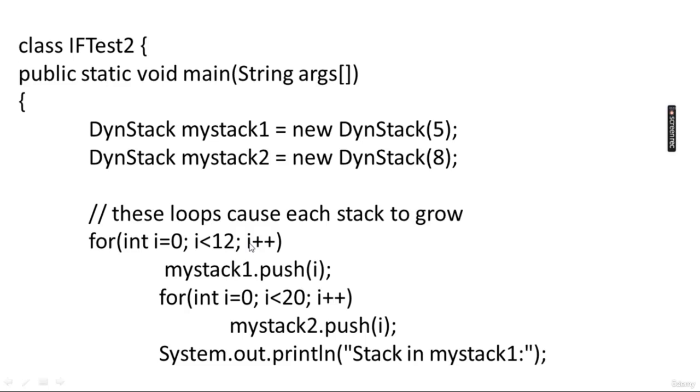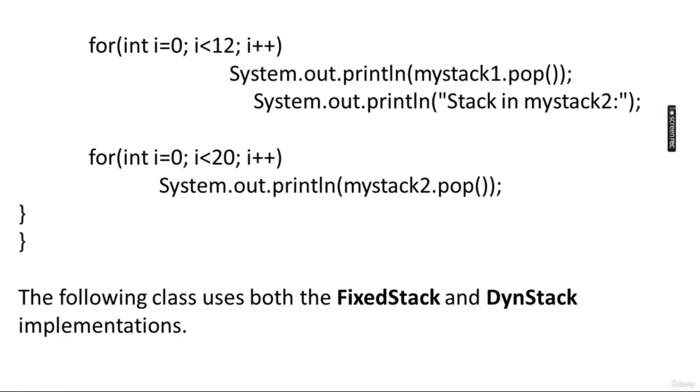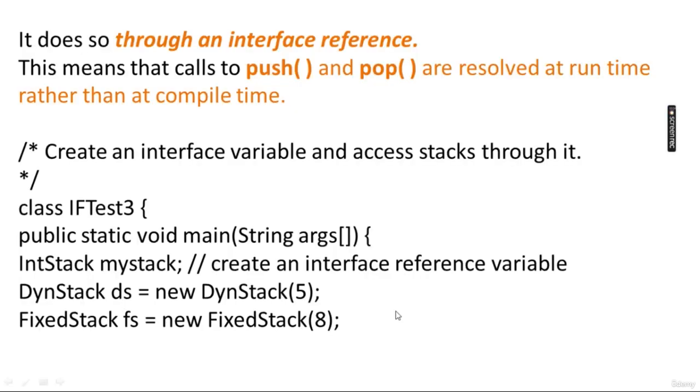Then I create two dynamic stacks, dynamic stack 1 and 2. Then pushing items and popping items is the same as usual. The following class uses both fixed and dynamic stack implementations. It does so through an interface reference. This means that calls to push and pop are resolved at runtime rather than at compile time. Creating an interface reference variable means what? You are resolving the call to push and pop at runtime. That is, depending upon which type of object you are passing to the reference variable, it will call push and pop of the fixed or the dynamic stack.